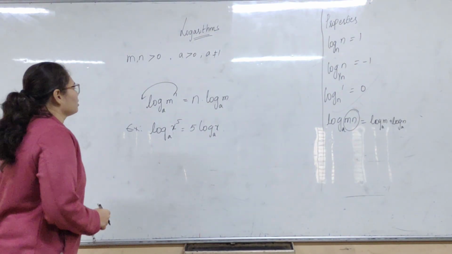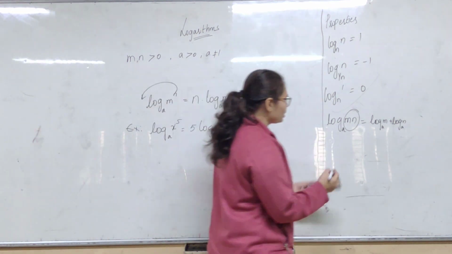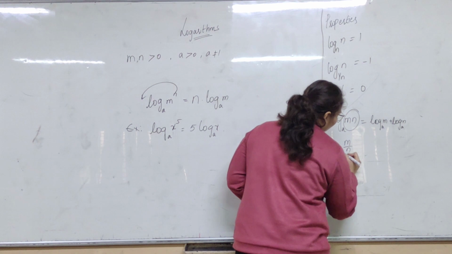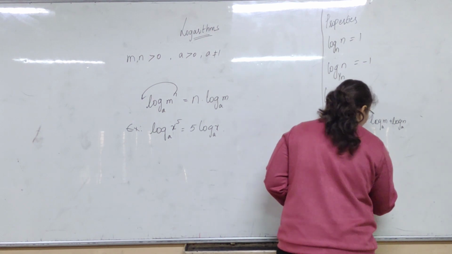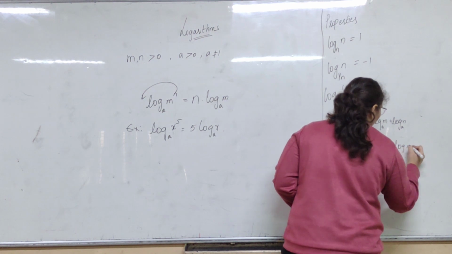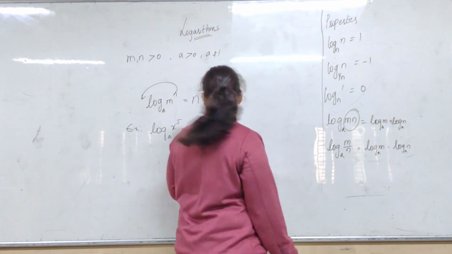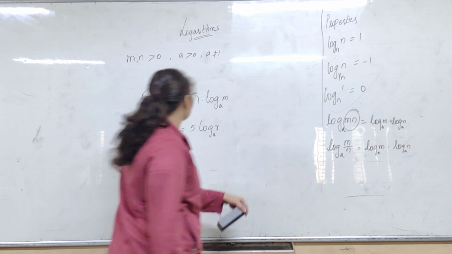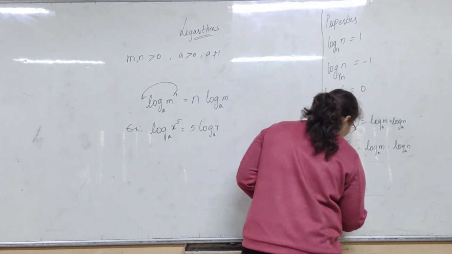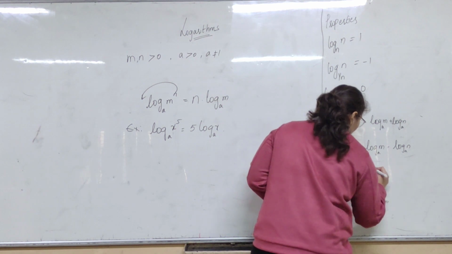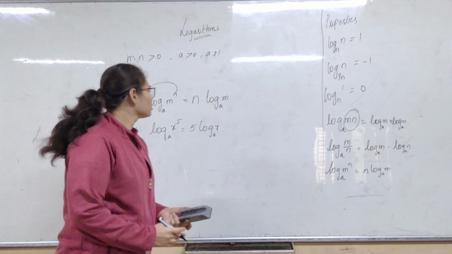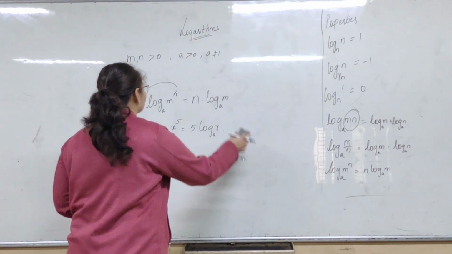You got it? So yes, we need to add the earlier formula. Log m by n to the base a is equal to log m to the base a minus log n to the base a. Next we should add this formula also. Log m power n to the base a is equal to n log m to the base a. Now let's move to the next.